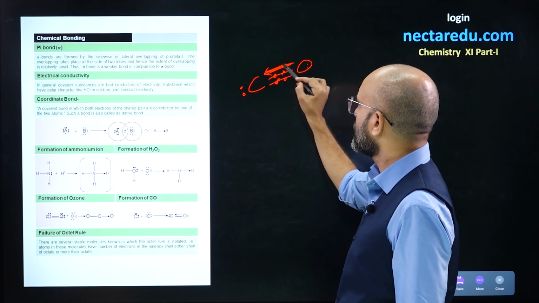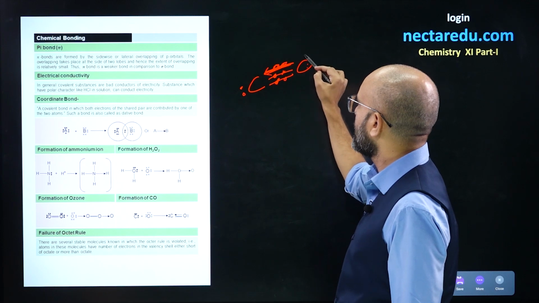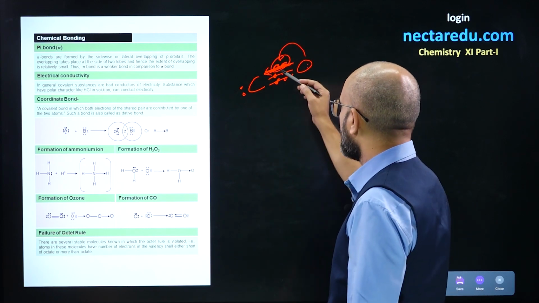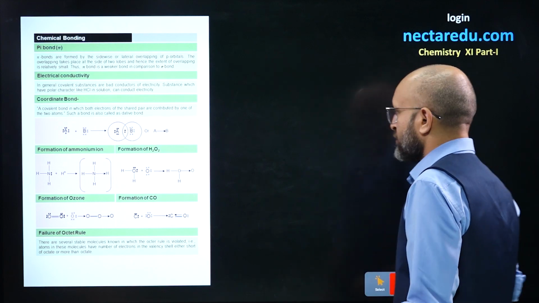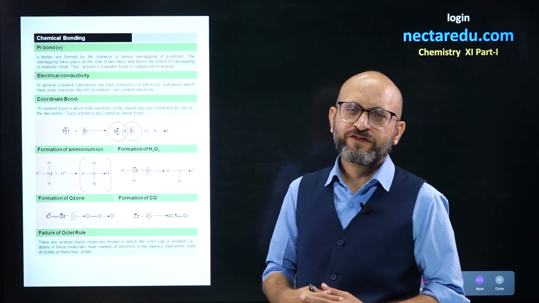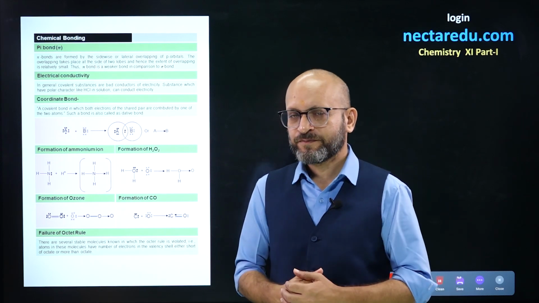Both the electrons of this bond have been given by oxygen only, right. So, this is a coordinate bond. So, carbon monoxide has both types of bond, normal covalent as well as dative or coordinate bond.